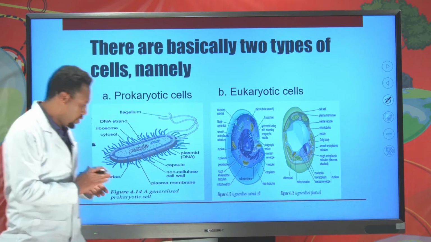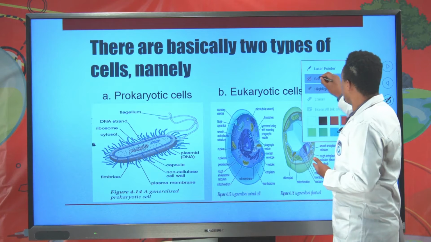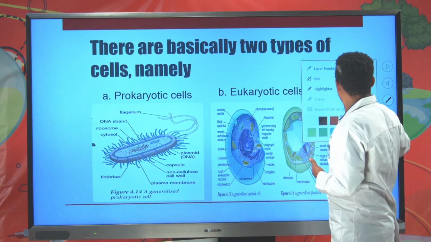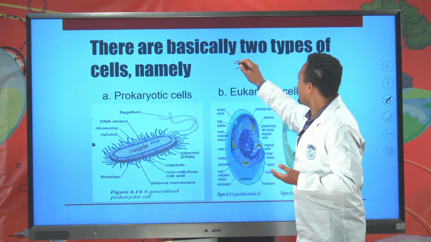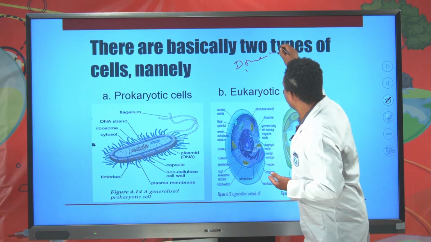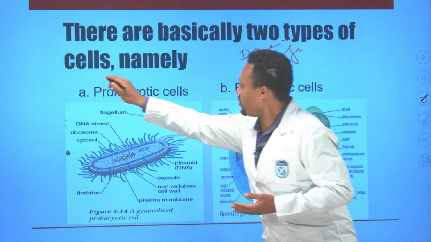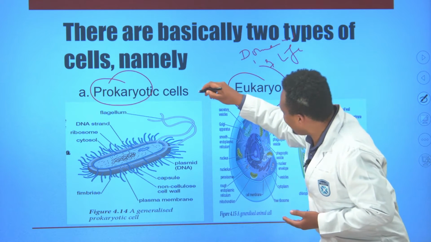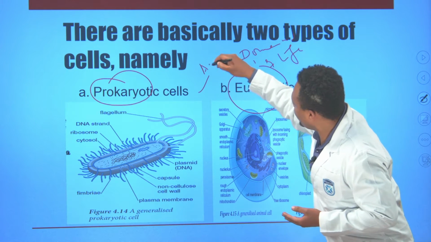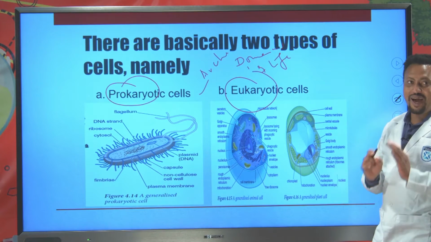I need you to know there are three domains of life. If you remember, the three domains of life include prokaryota, eukaryota, and there is another one in between, which we call archaeons. Okay? I need you to remember archaeons as well.